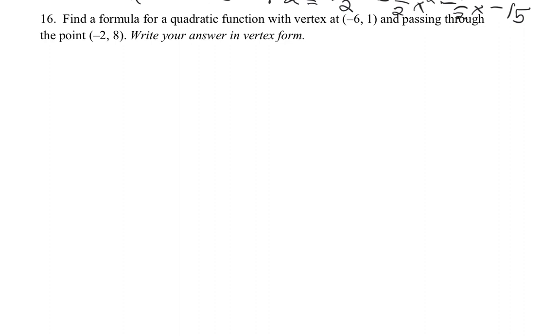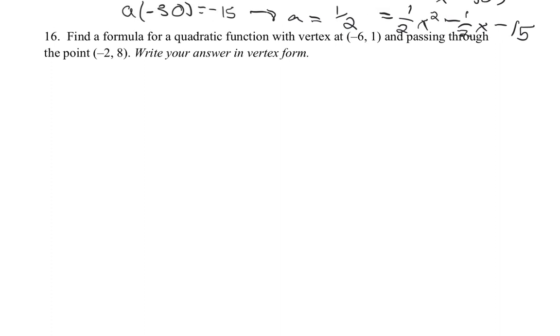Okay, now we're looking at problem 16. It says to find a formula for a quadratic function with vertex at (-6, 1) and passing through the point (-2, 8). Write your answer in vertex form. So in the last question, we had to write our answer in standard form, but here we're doing it in vertex form.